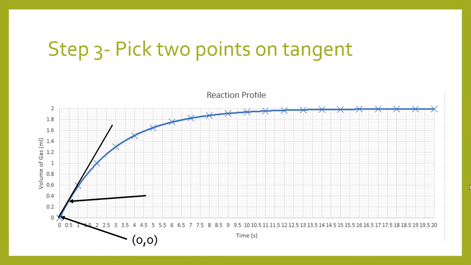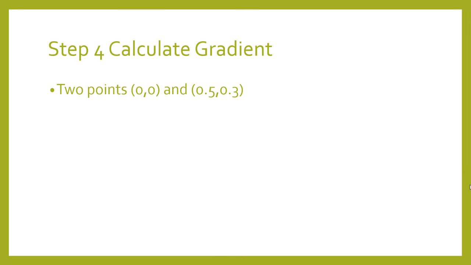And then I'm going to pick a point that's nice and easy to read, which is going to be 0.5 on the time, and that's giving me 0.3 because it's in the middle of the box between 0.2 and 0.4. And we then move on to calculate the gradient. So there's the 2 points that I picked.